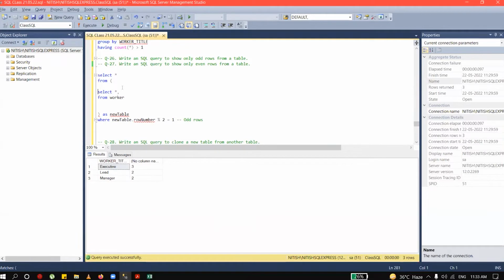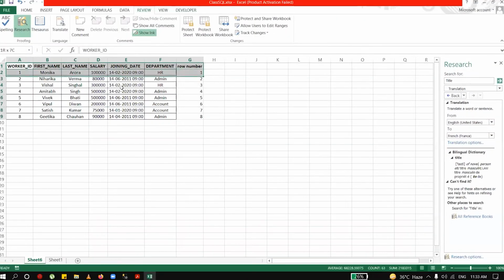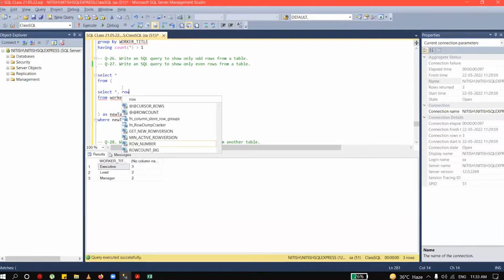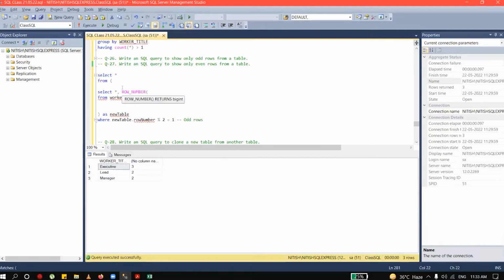From worker, I want all the records from the left side till department, along with a new column, row number. I'm going to make use of the window function after this comma. We will write here ROW_NUMBER. It's an inbuilt function. Over here, you have to tell me over what you would like to have the row numbers.